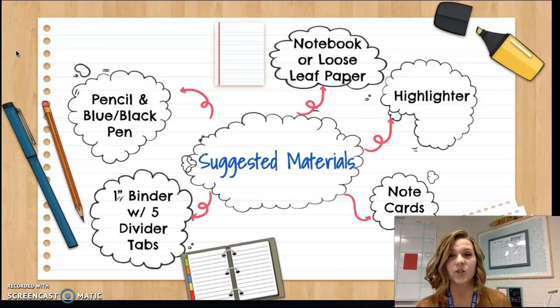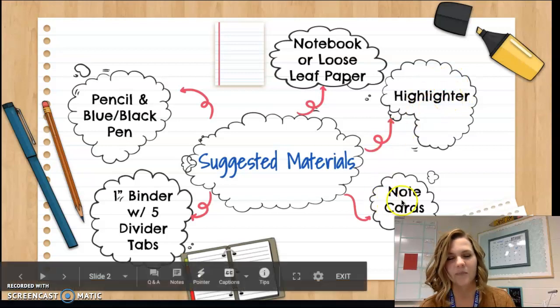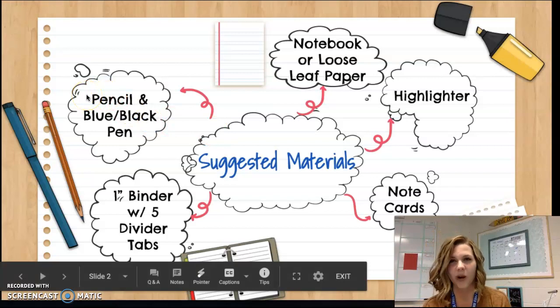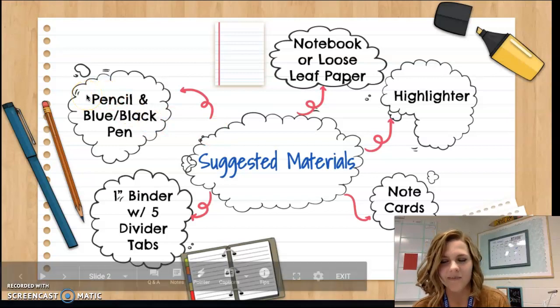So some things that I suggest that you have are first a notebook or loose leaf paper that you can eventually put into a binder. When we begin annotating text, you should also have a highlighter. It might also be helpful to have note cards when we start doing vocab work. It'd be great for you to have a pencil or a blue or black pen.